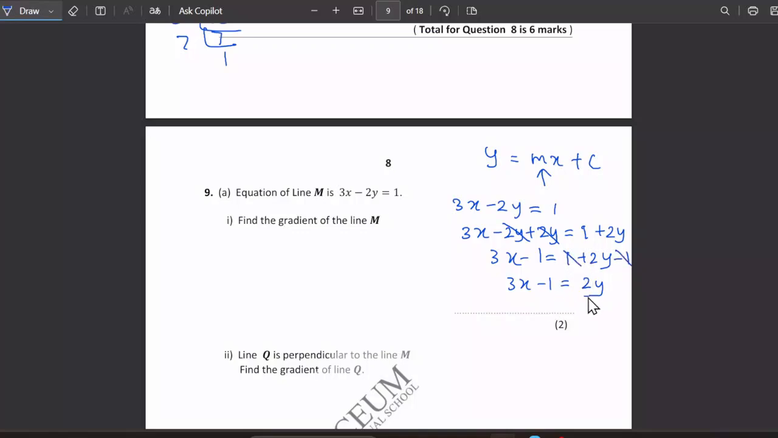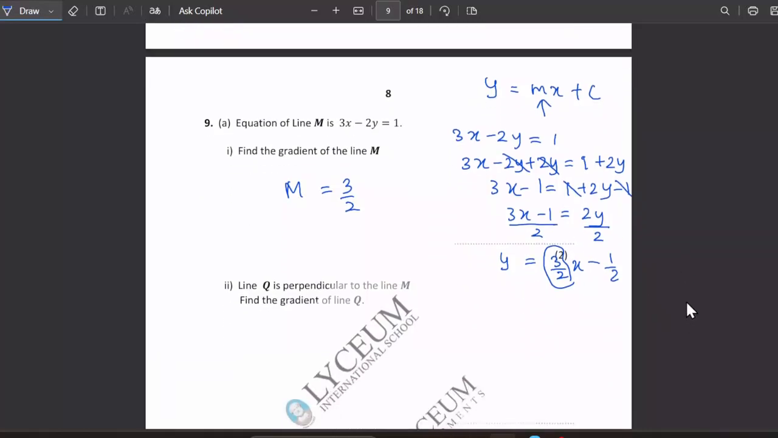Okay, then I divide by 2 both sides. Then I get y equals 3 over 2x minus 1 over 2. Now what is m? m is 3 over 2. So this is the coefficient of x. That's the value of m.